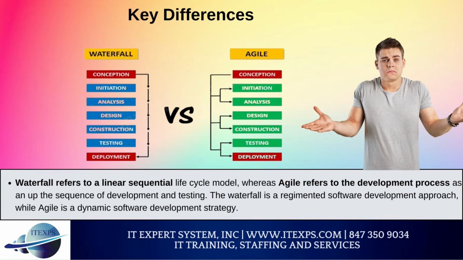Key differences. Waterfall refers to a linear sequential life cycle model, whereas Agile refers to the development process as a sequence of development and testing. The waterfall is a regimented software development approach, while Agile is a dynamic software development strategy. When comparing waterfall versus Agile, remember that Agile is an iterative time-taking design process, while waterfall is a linear process. Waterfall examines after the build phase, while Agile tests during software development. Agile allows for adjustments to project requirements, while Waterfall does not allow for modifications of the requirements once the project is in progress.